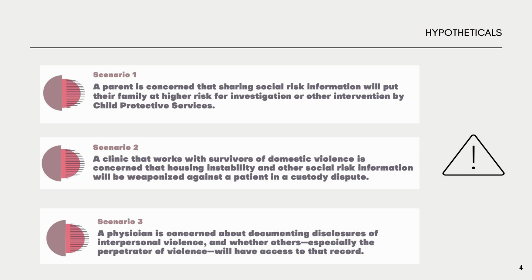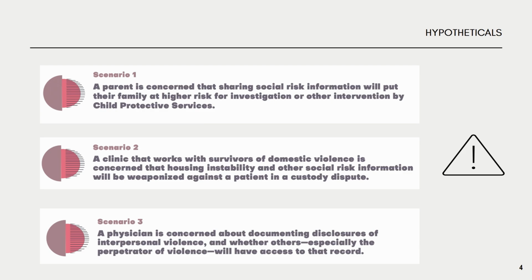So we effectively were able to crowdsource three key hypotheticals for our legal analysis, three issues that in many of our interviews folks raised, that this has come up for them, this was a concern for them, and they wanted to know, is there a there? So we have a parent who is concerned that sharing social risk information will put their family at higher risk for investigation or other intervention by Child Protective Services, right? Thinking about that conflation of poverty and neglect.